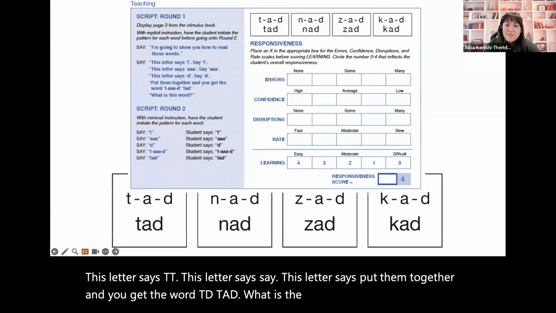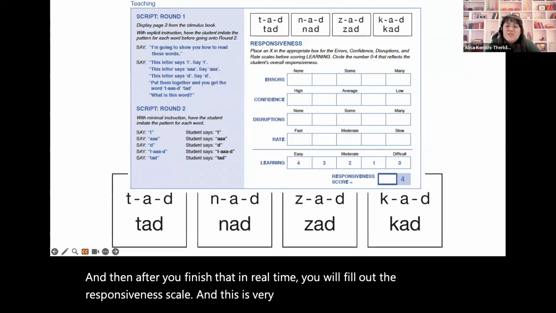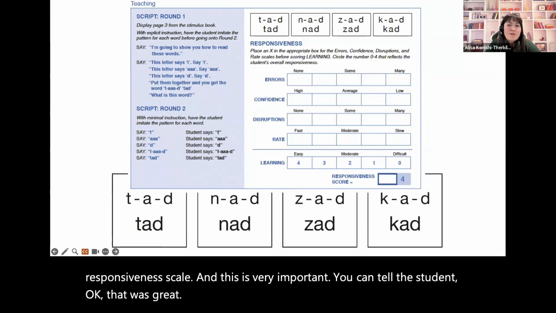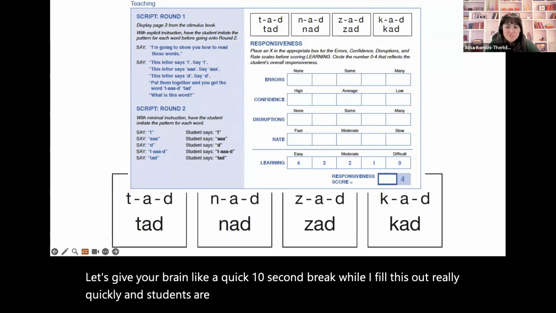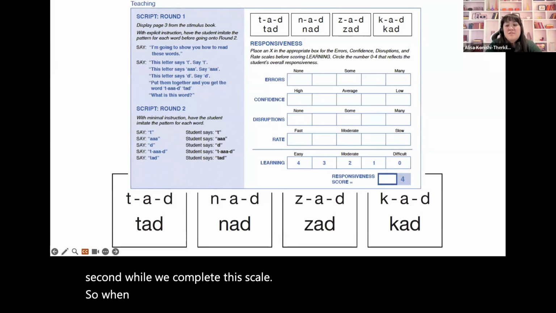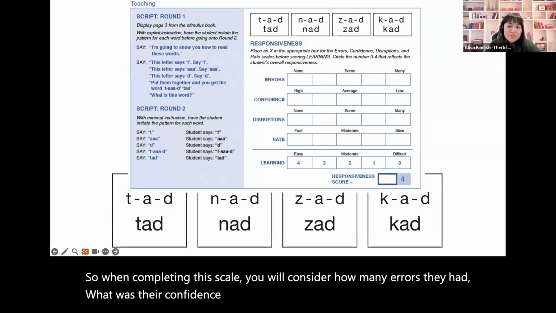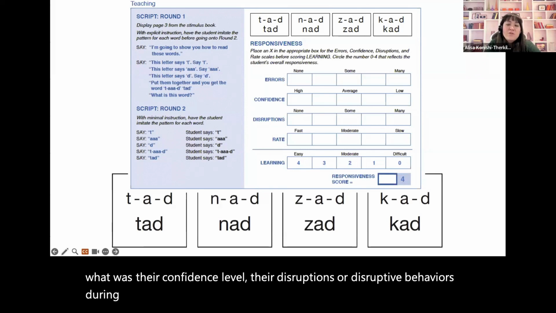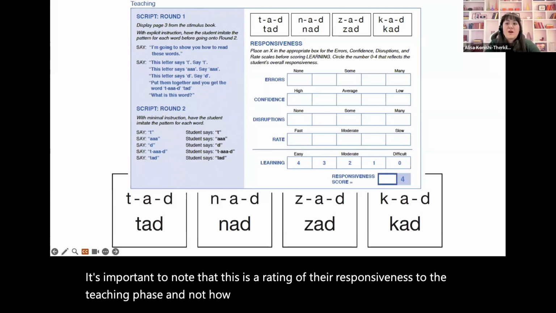What is the word? And then after you finish that, in real time, you will fill out the responsiveness scale. And this is very important. You can tell the student, okay, that was great. Let's give your brain like a quick 10-second break while I fill this out really quickly. And students are usually good about just hanging out for a quick second while we complete this scale. So when completing the scale, you will consider how many errors they had, what was their confidence level, their disruptions or disruptive behaviors during instruction, and their rate of learning. It's important to note that this is a rating of their responsiveness to the teaching phase and not how they performed on their pretest.